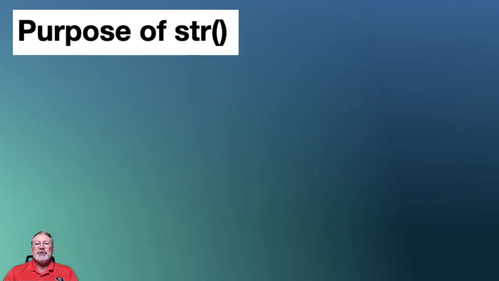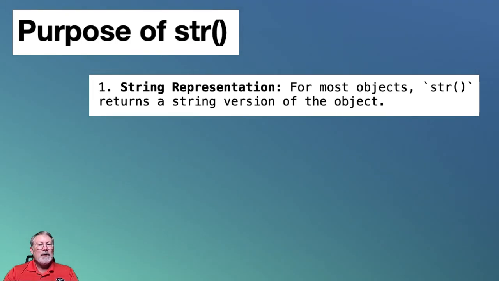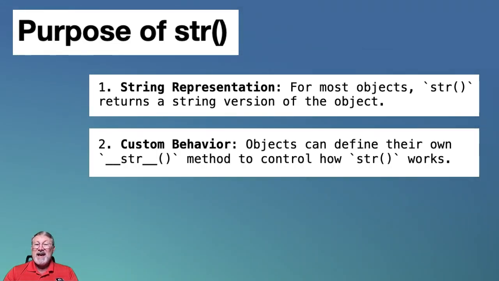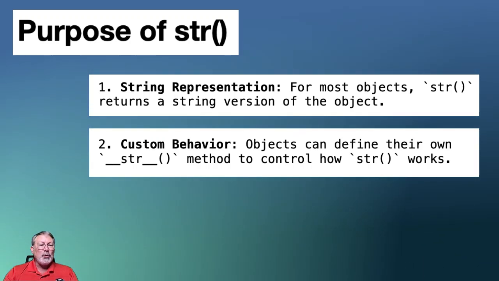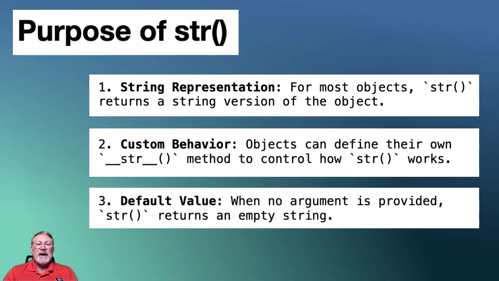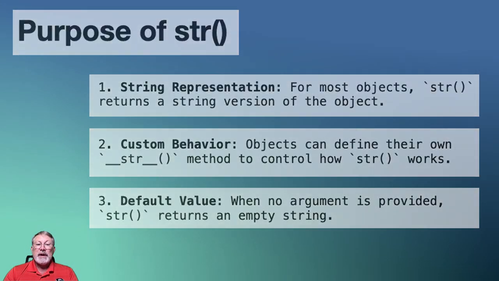Why use the str function? It's a versatile function for converting objects into strings, which is useful for output, logging, and debugging. Key concepts include string representation. For most objects, the str function returns a user-friendly string version of the object. Custom behavior: objects can define their own __str__ method to control how the str function works. Default value: when no argument is provided, str returns an empty string.